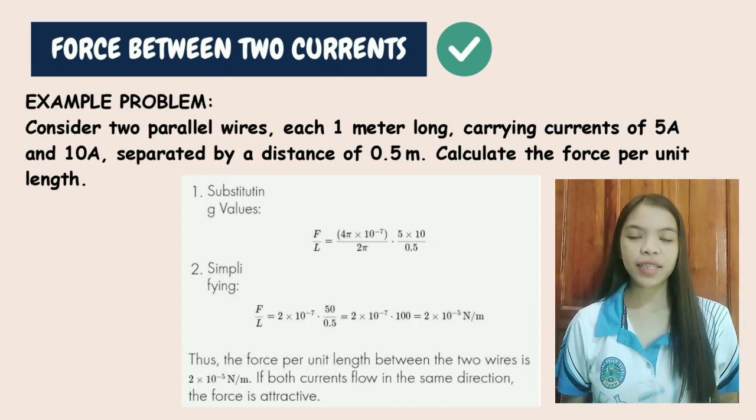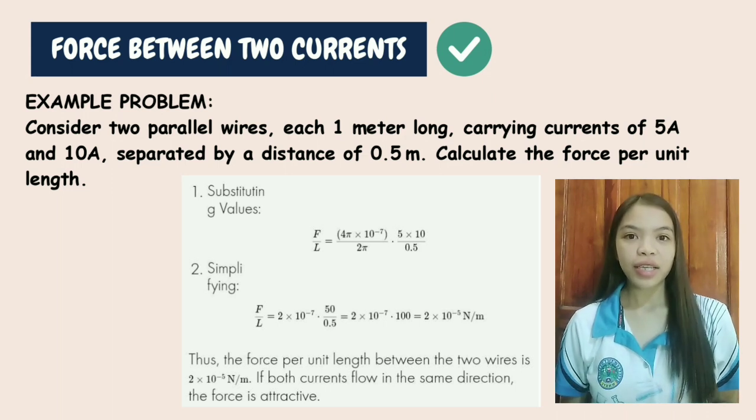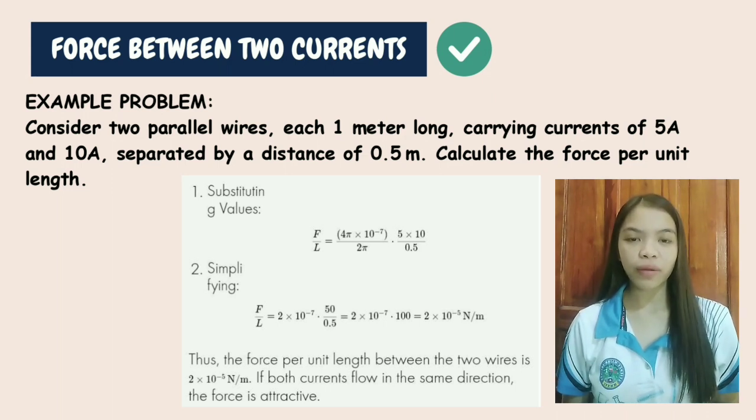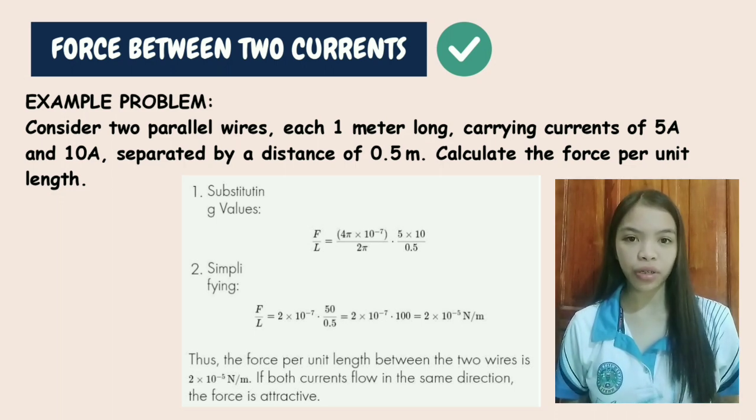So here is an example problem. Consider two parallel wires, each 1 meter long, carrying currents of 5 A and 10 A, separated by a distance of 0.5 meter. Calculate the force per unit length, and by substituting these values, the result we get for the force per unit length between the two wires is 2 times 10 raised to the power of negative 6 Newton per meter.